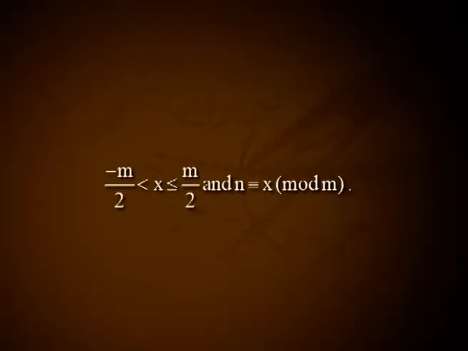Definition. Let m and n be any two integers. Then the least residue of n modulo m, LR_m(n), is an integer x such that -m/2 < x ≤ m/2 and n is congruent to x mod m. Example 1. LR_6(15) is equal to 3. Example 2. LR_17(31) is equal to -3.